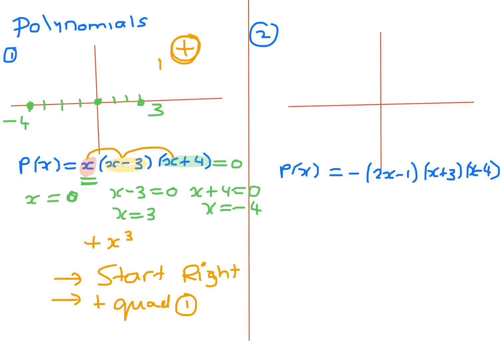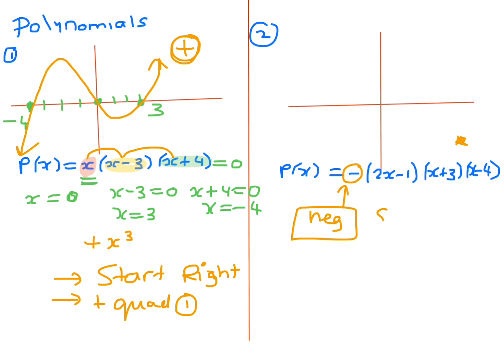So let's go down. We cut here, come back up, cut there. We don't know how high we go. We'd have to use calculus to find that. And then cut at 4, and that would be your polynomial. See, this one here, it's going to start in this quadrant here, in quadrant 4. So the negative tells you that it would start in quadrant 4.